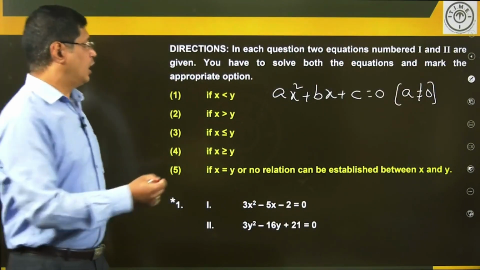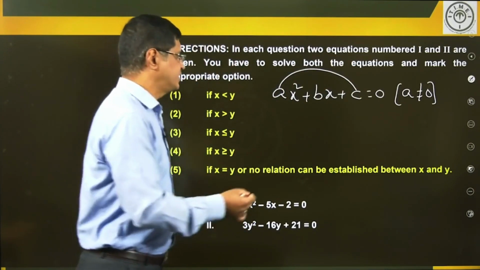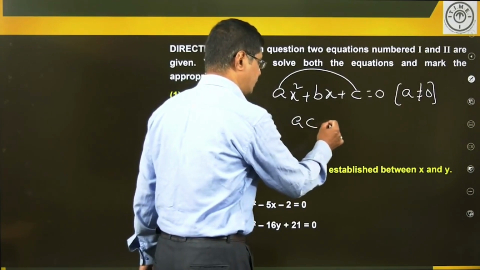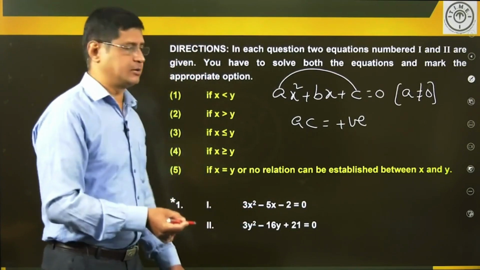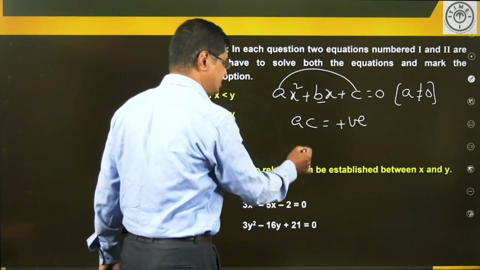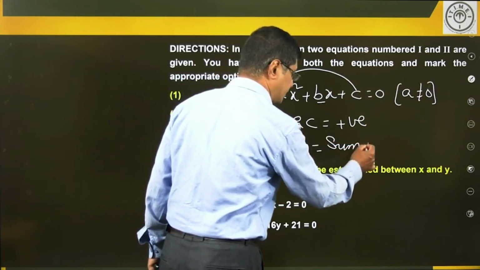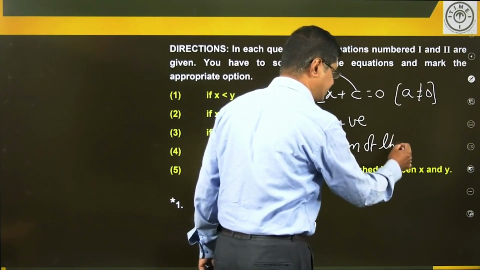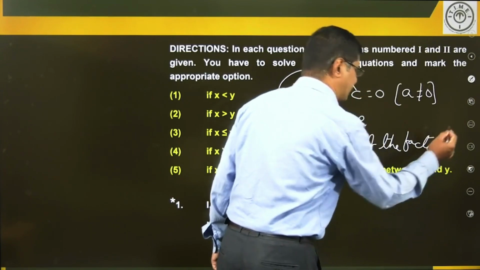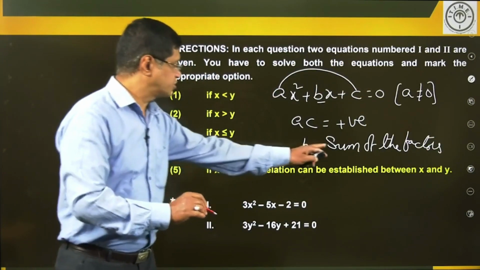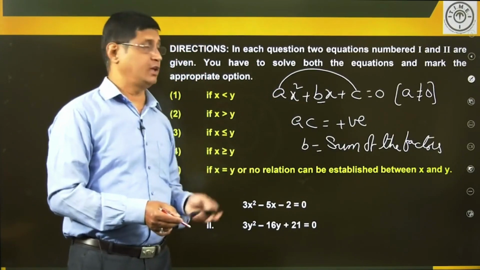When you observe the product of a and c, when the product of a and c is positive, then the value of the middle term is equal to the sum of the factors. Please remember, the sum of the factors is the middle term. So, whatever the factors are, just add those factors and equate, and you will get the value of b.